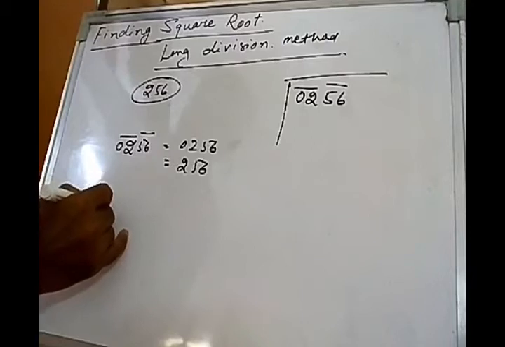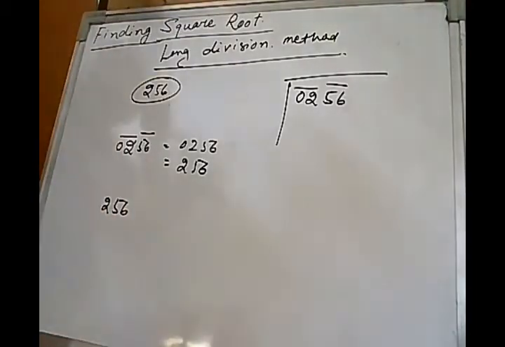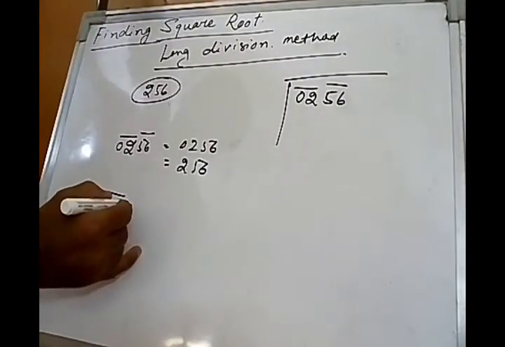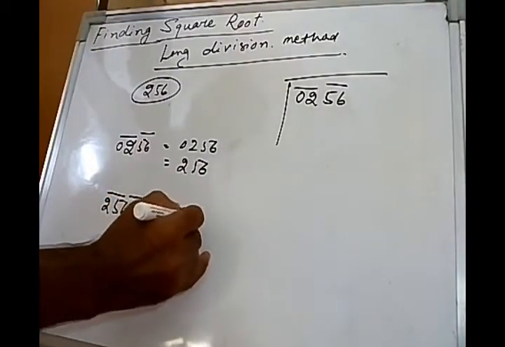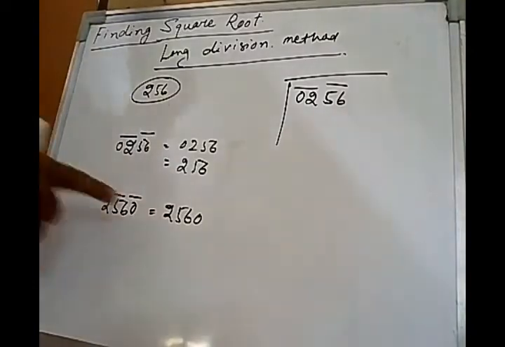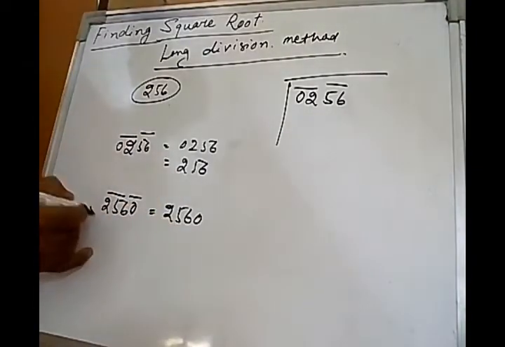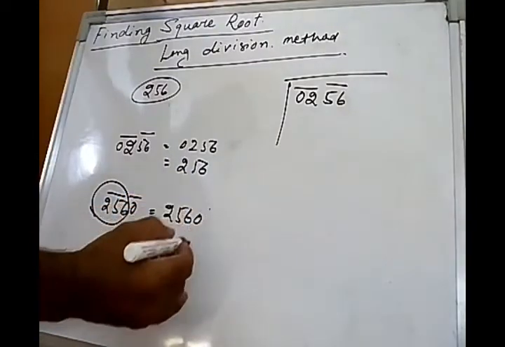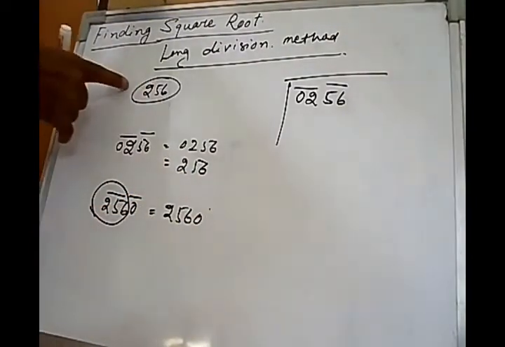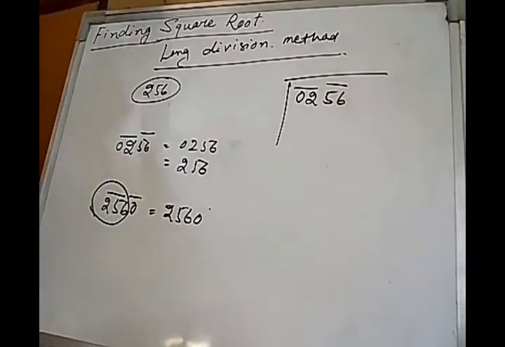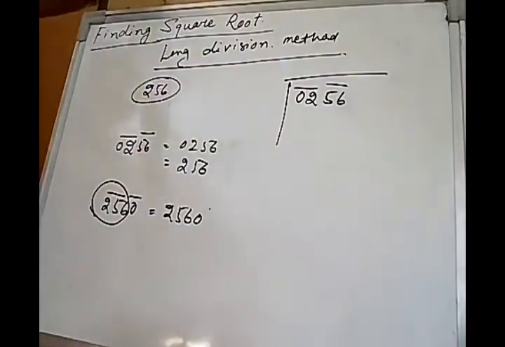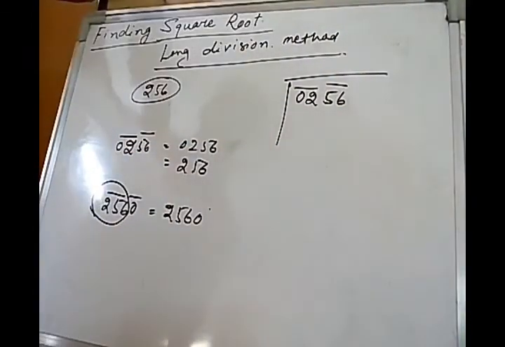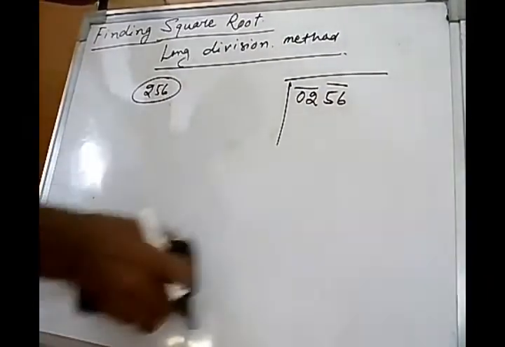But if you are making pairs from left to right, then this one will be one pair. For making 6 a pair, you will put a 0 here. Now this number will be what? 2560. So 256 changes to 2560. But our given number is 256 only. That's why whenever we are making pairs, we have to make them from right to left, that is, from the ones place towards the left side. You have to keep this in mind.